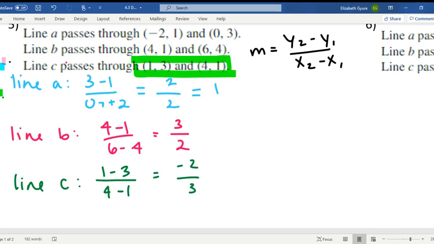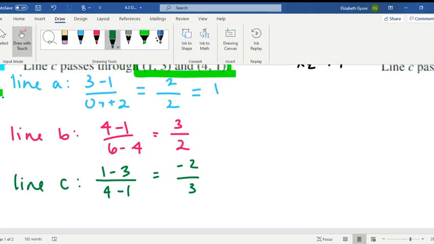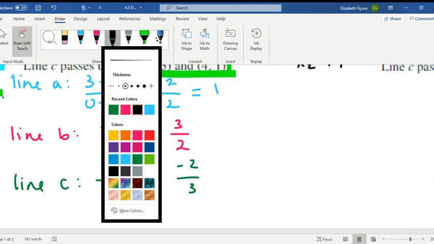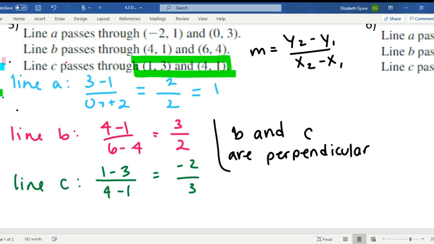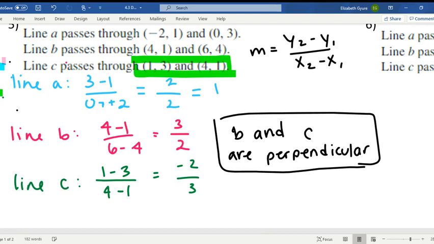All right. Now take a look. Are any of these parallel? No. Are any of them opposite reciprocals? Which ones, Aiden? B and C, how can you tell? Yeah, one's negative, one's positive, and they are flipped around. Very good. So we're going to say B and C are perpendicular. Very good. Good. All right.